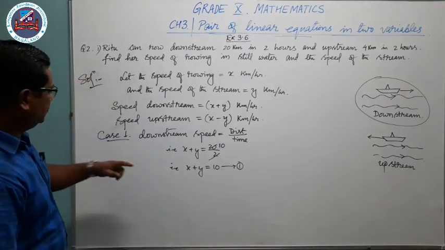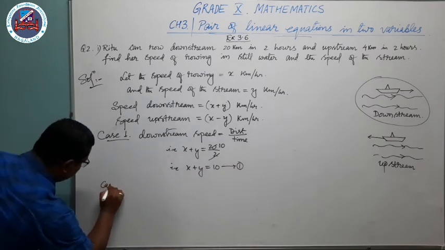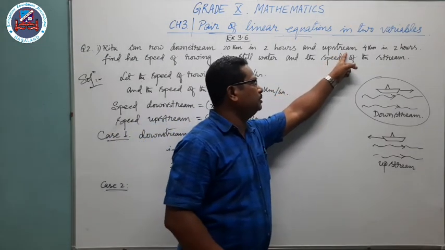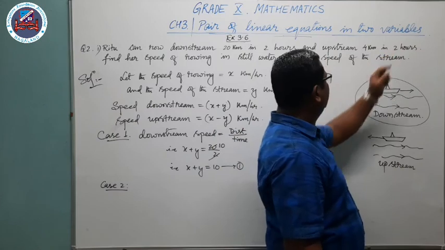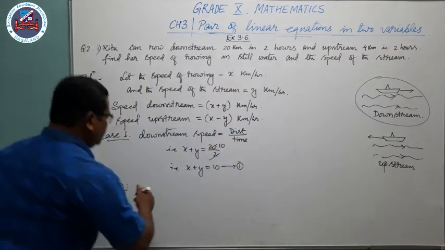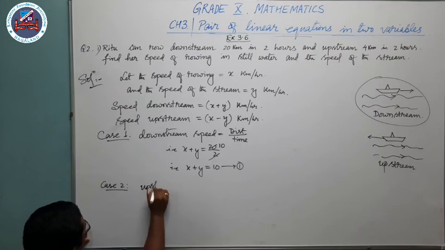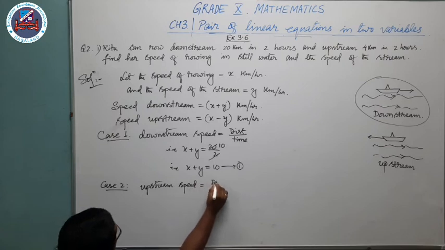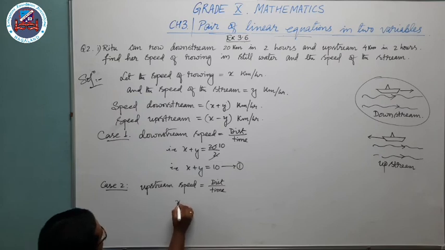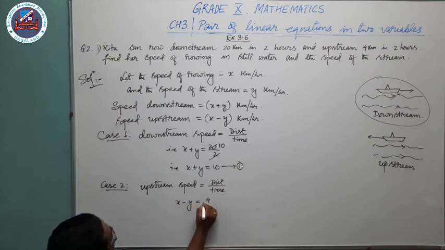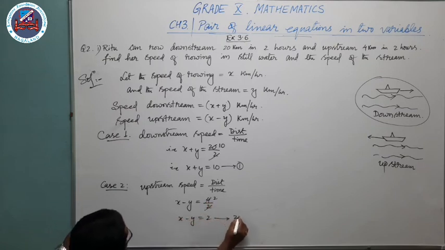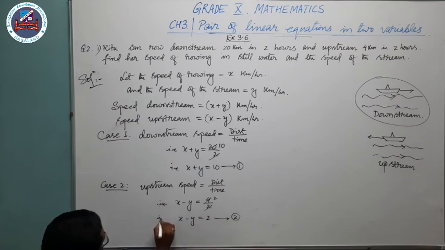Then go for the next case, that is case 2. Here also the same thing, but upstream in place of downstream. Upstream 4 km in 2 hours. Upstream speed is equal to distance by time. Upstream speed is x minus y. Distance is 4, time is 2 hours, so it will be 2. x minus y is equal to 2. Mark this equation number 2.